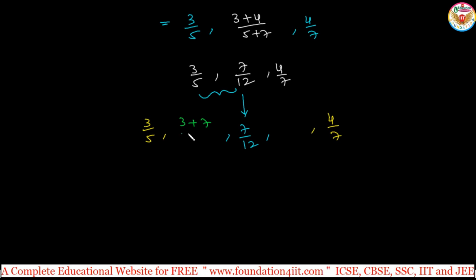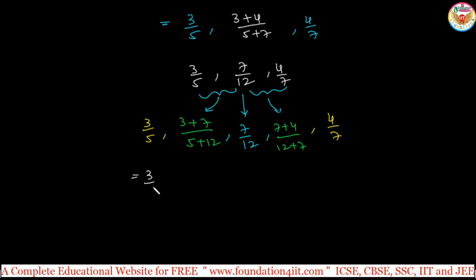it is 3 plus 7 by 5 plus 12, and between these two is this, and between these two is here. So I am changing the color to get a clear idea. Between 7 by 12 and 4 by 7, 7 plus 4 by 12 plus 7. So the first and last ones are the same, no change. Only the numbers between the first and second, and between the second and third, I got. If we simplify, we'll get the final result.